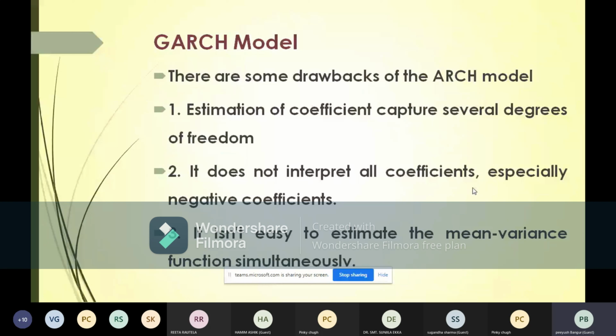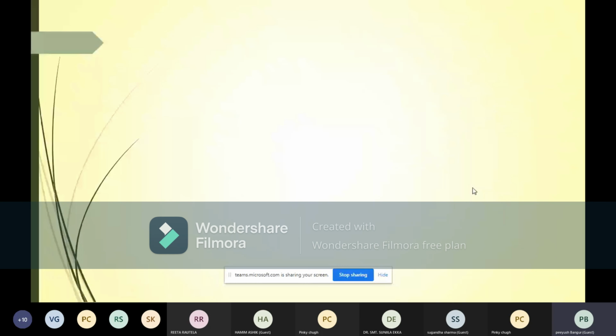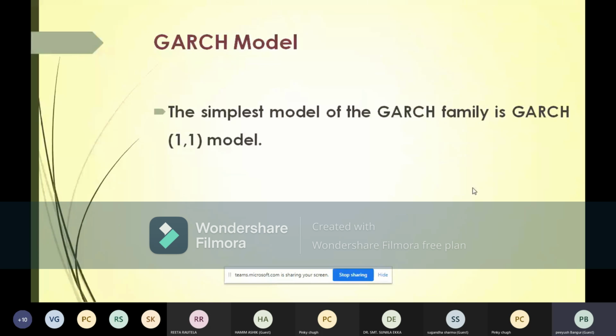So the GARCH model came into existence. It was proposed by Tim Bollerslev, to overcome the problems of the ARCH model, and is known as the GARCH, generalized autoregressive conditional heteroskedasticity model. Now, there are 32 members, or 32 models, available in the GARCH family. In the GARCH family, we have to understand which model we have to apply.